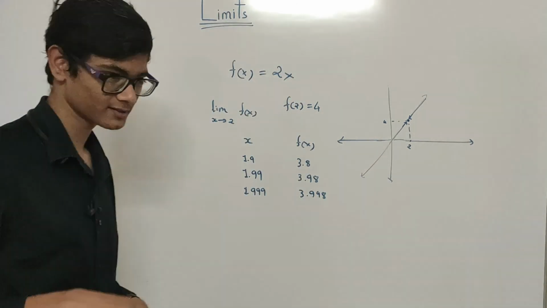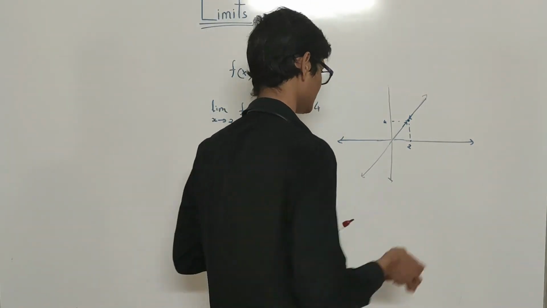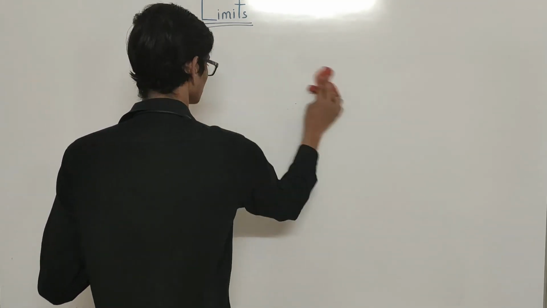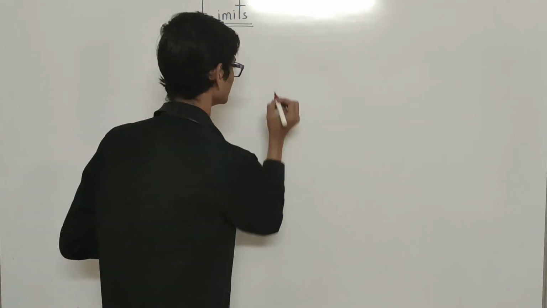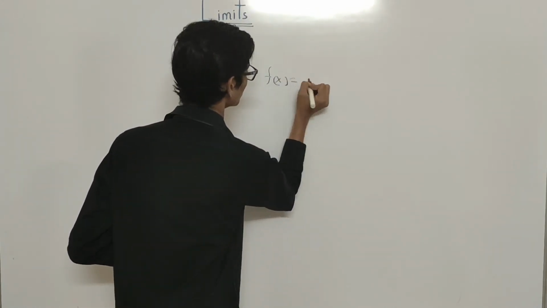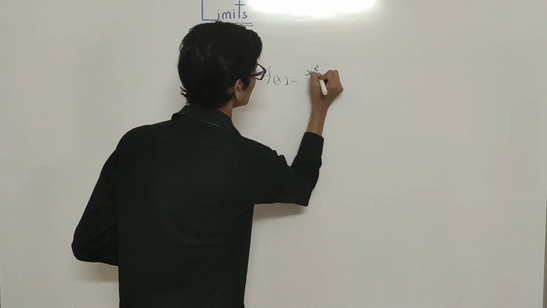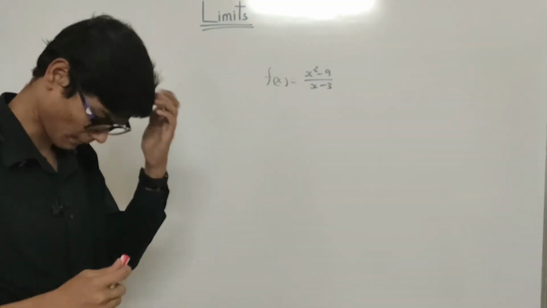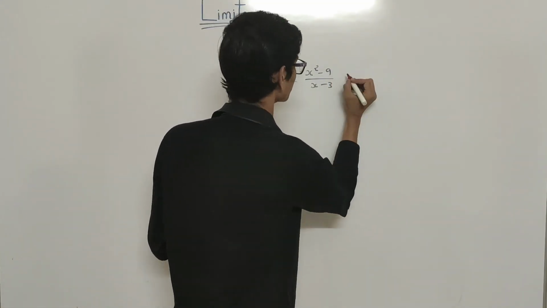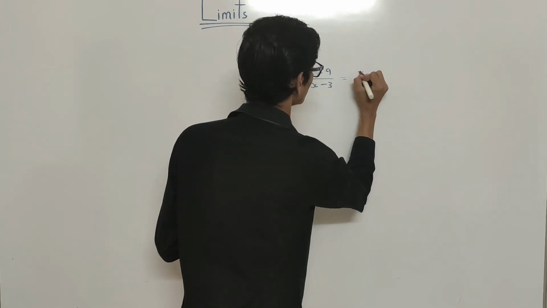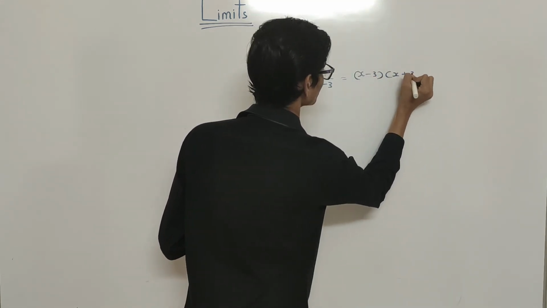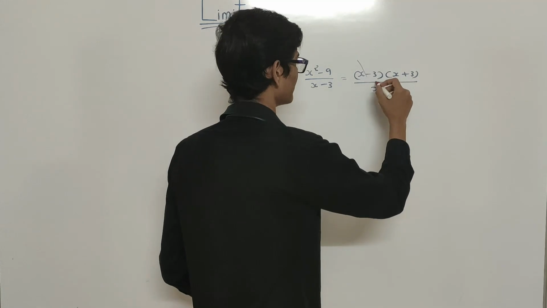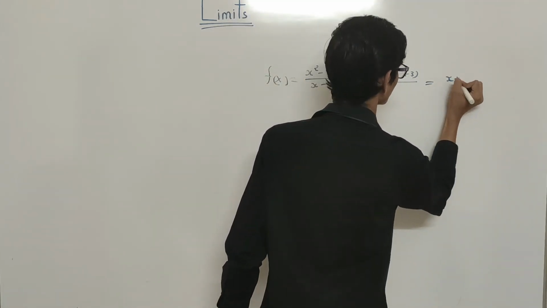Now, what is the use of limit? Let me do something. Now I am taking my function f of x equal to x square minus 9 over x minus 3. Now you may think, let's just factorize it. x minus 3 times x plus 3 over x minus 3, and obviously we can just cut this and this out and we can write x plus 3.